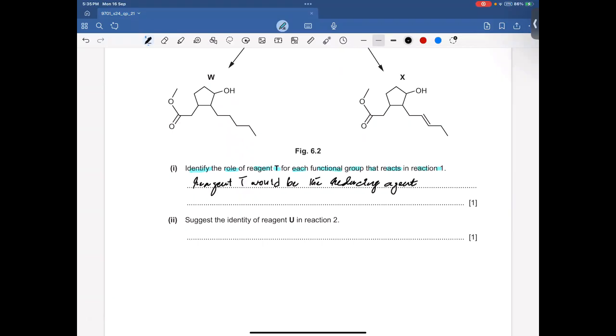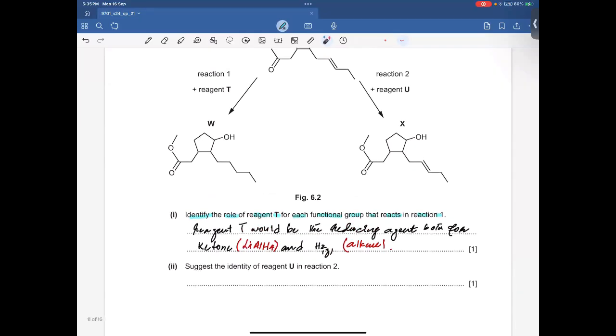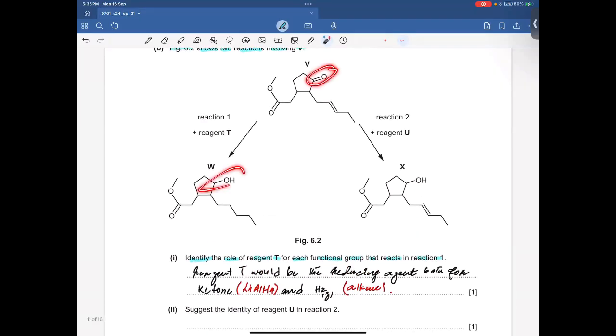Both for ketone and alkene, and I must say that I'm going to use lithium aluminum hydride for ketone and hydrogen gas for alkene. So reagent T would be the reducing agent, and I'm going to use two different reducing agents. I cannot use hydrogen gas alone because it's not going to convert ketone into secondary alcohol easily.